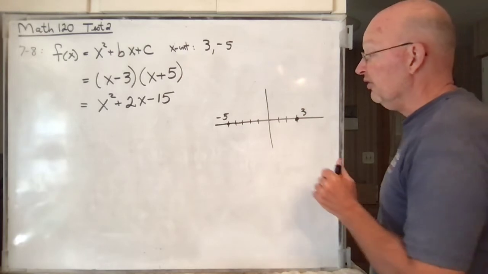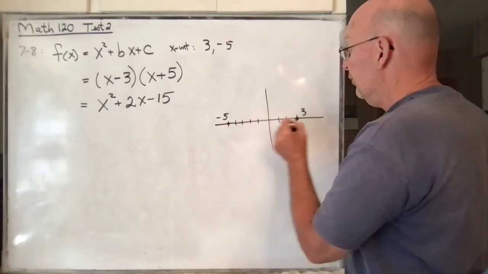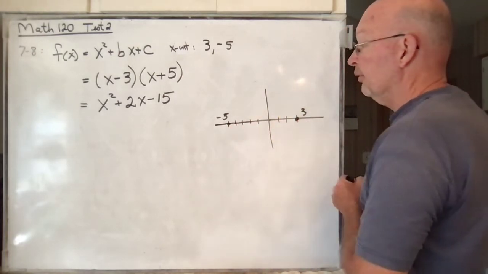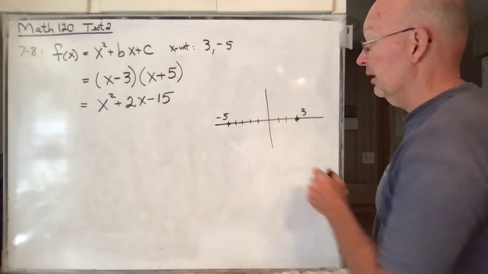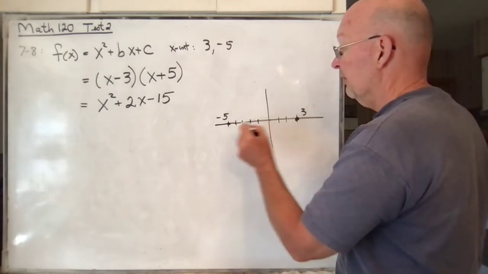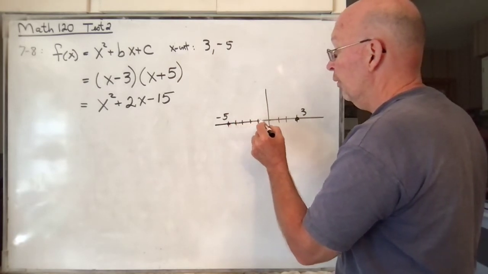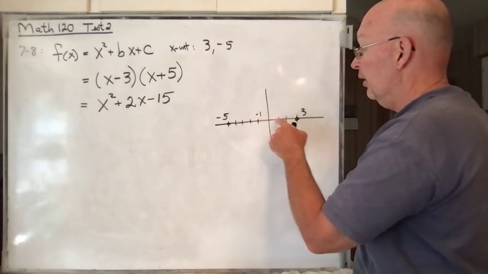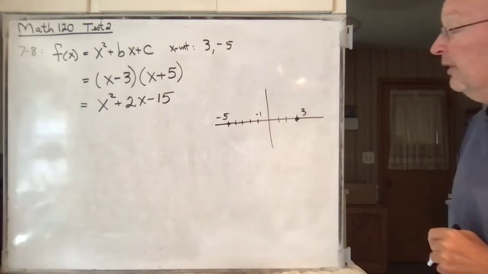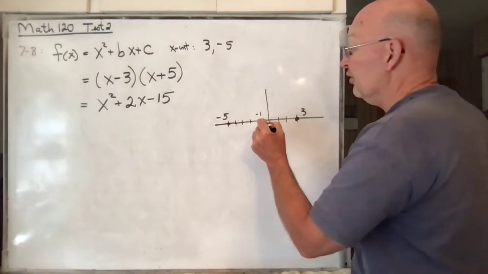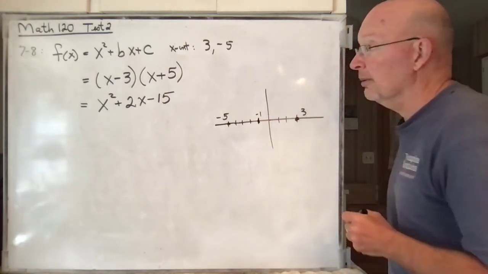So the vertex, just like the previous one, is going to be halfway in between here. What's halfway in between negative 5 and 3? The difference from here to here is 8. So if I move 4 over, 1, 2, 3, 4, I'm at negative 1. 1, 2, 3, 4. That's halfway in between the two. So that's the x-coordinate of the vertex.